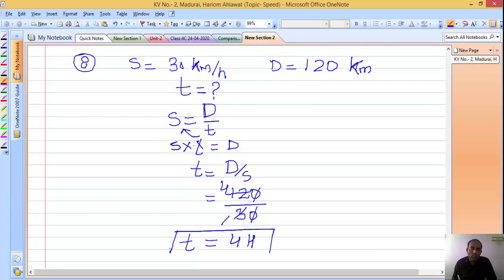So to cover a distance of 120 kilometer with a speed of 30 kilometer per hour, how much time is he going to take? 4 hours. Let's take one more example.